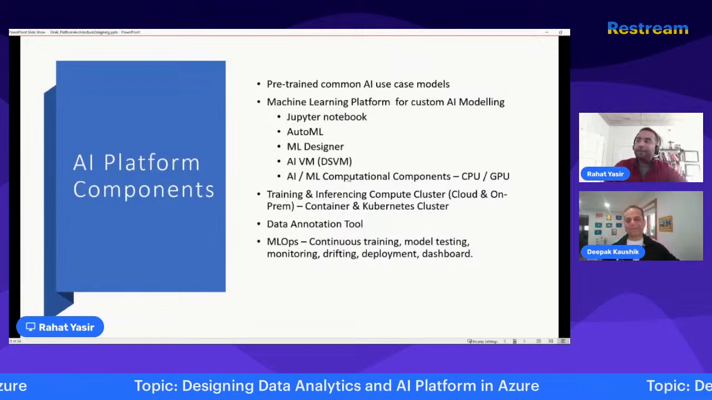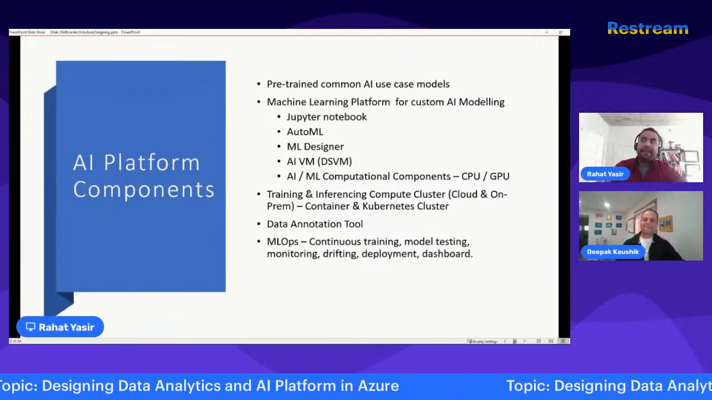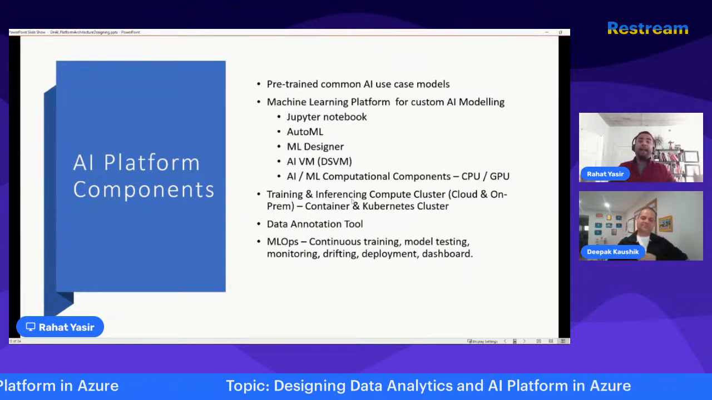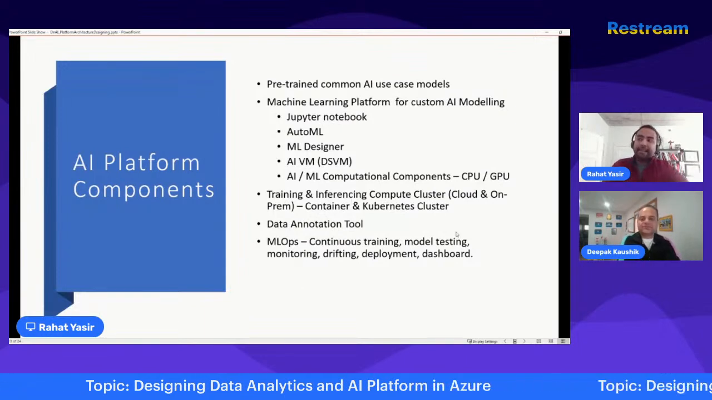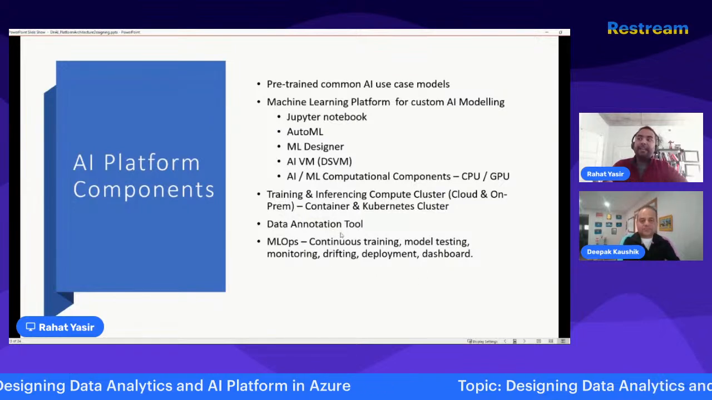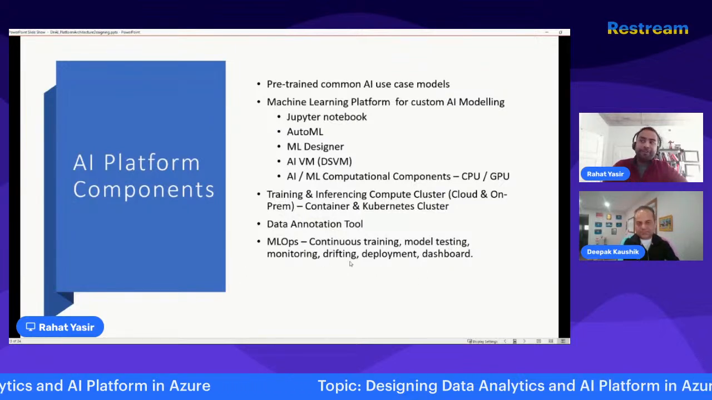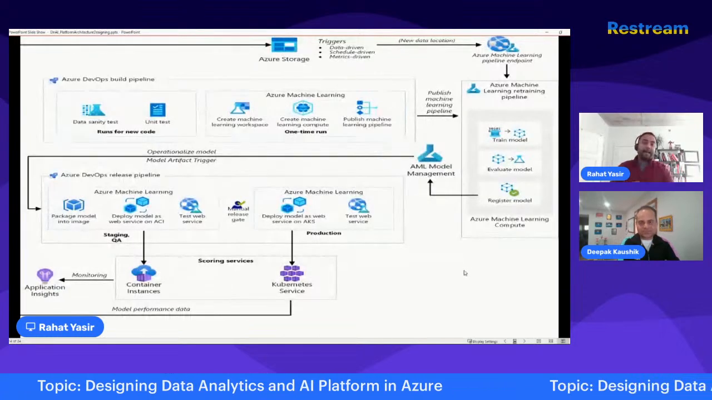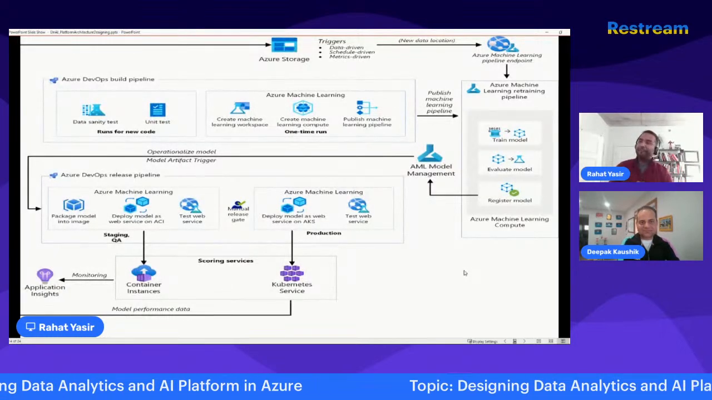Plus, your platform also needs to provide model training clusters and inferencing clusters when you deploy the model, so that it's deployed in hundreds of pods. And then at the end is getting this model testing, monitoring, drifting, deployment, and dashboard options. So from that point, this is the last slide I'm going to cover, and then I will give it to Deepak Bro.